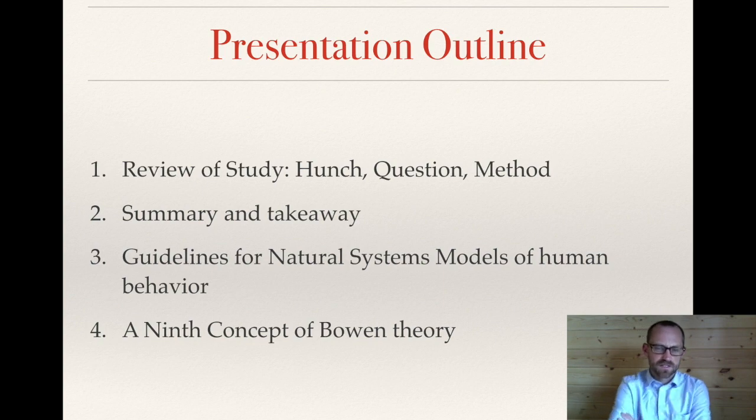So first thing I'm going to do is go through the study itself. Then I'm going to give a summary and a takeaway so that there's a single point of reference to organize the more complex information that's going to come after that. I'm going to go through some guidelines for natural systems models in the third section, and then a ninth concept of Bowen theory, which is a more speculative section, and I'll explain that when I get to it.